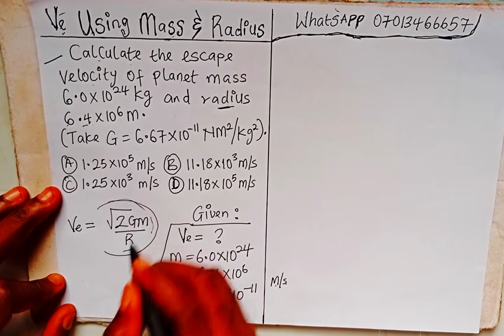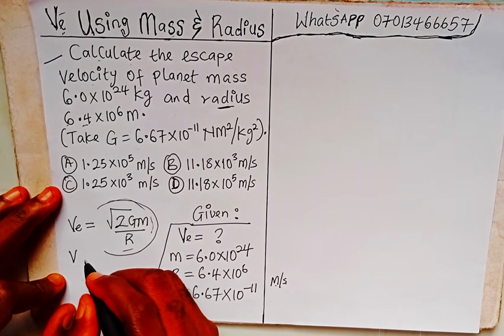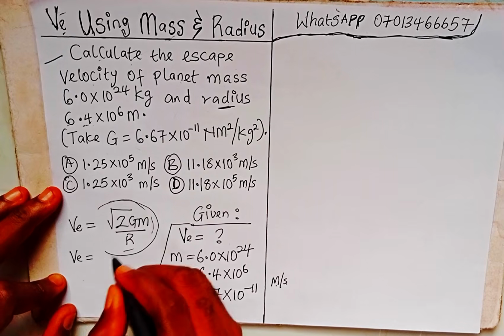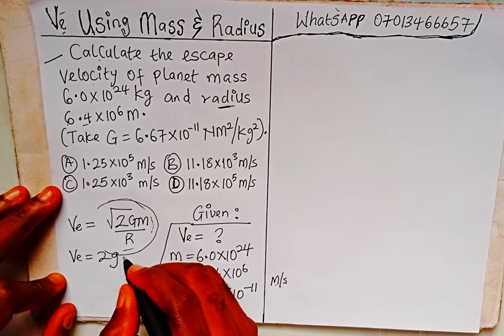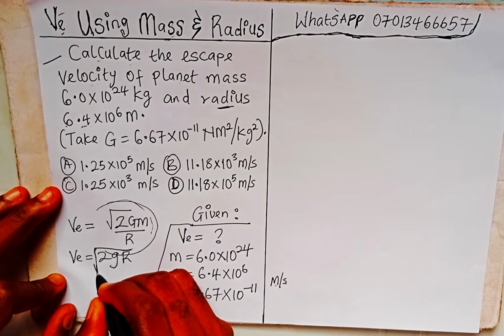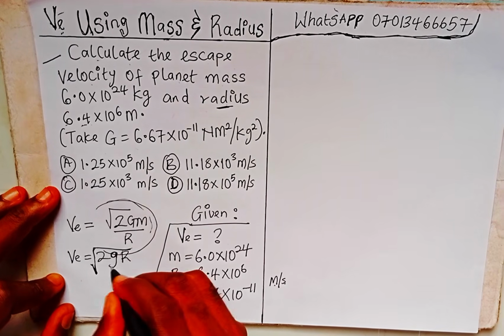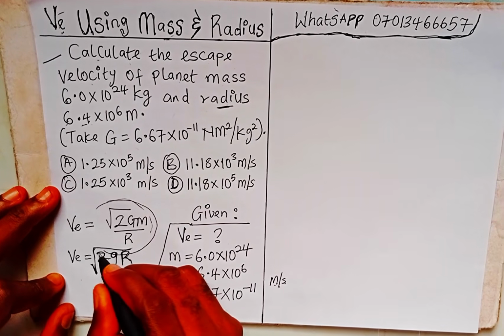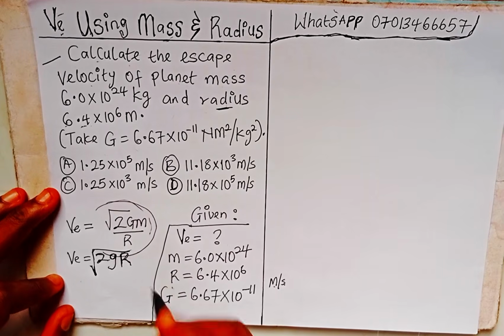Then the second formula for escape velocity is VE. This one was gotten from derivation. VE is equal to the square root of 2gR, with small letter g now. Everything inside the root. So either this or this. Both of them here are the major formulas for escape velocity.